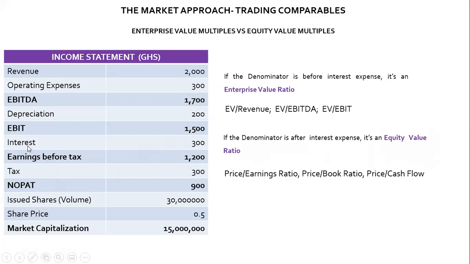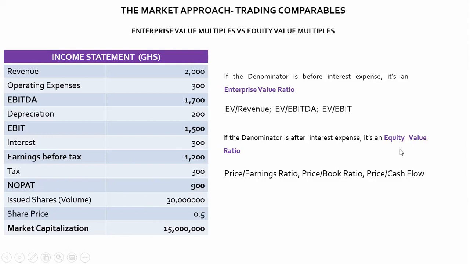If the denominator is after interest expense, then it is an equity ratio. So for instance, PE ratio, price to earnings ratio. By the time the company gets to earnings, everything here accrues to shareholders. Debt holders have already been paid here. The government would have already been paid here. So debt holders do not have interest in the operating profits after tax because they've already been paid out of the revenues that was generated. So it is going to shareholders. So it is an equity value ratio.